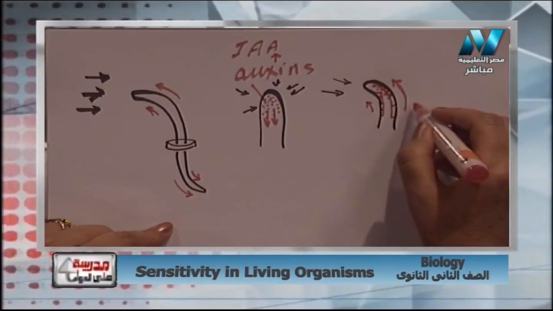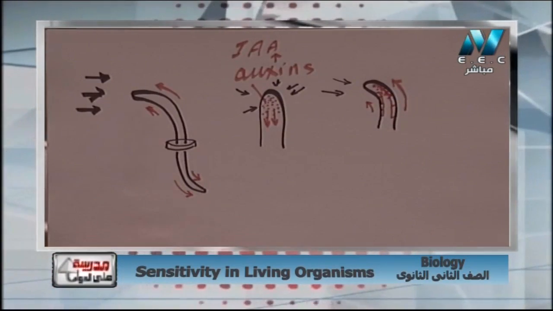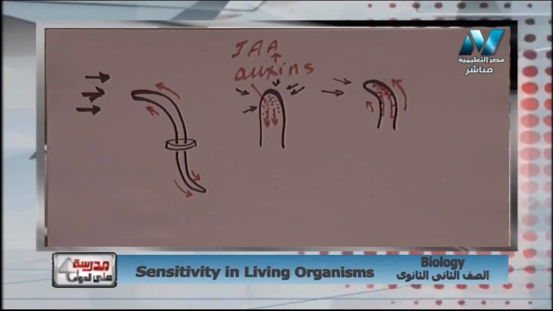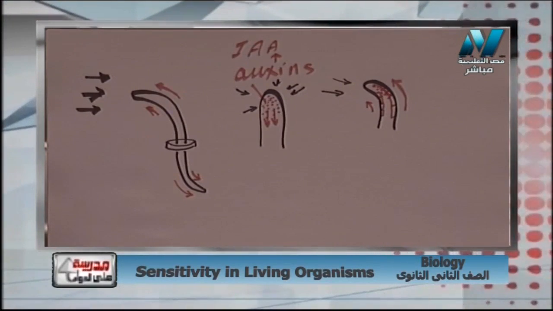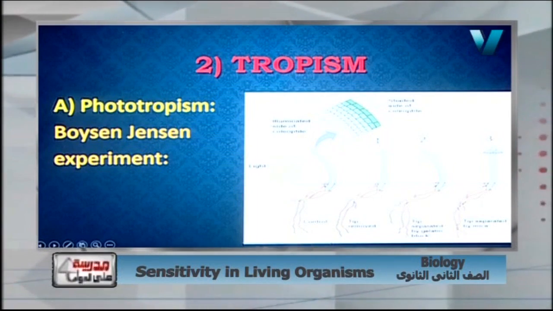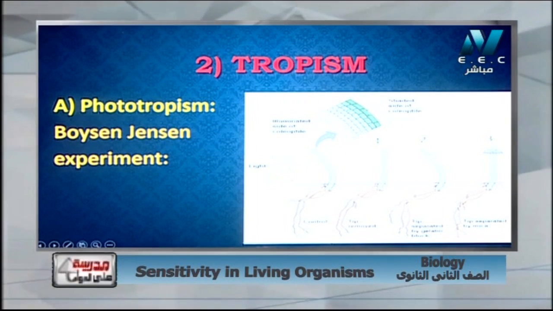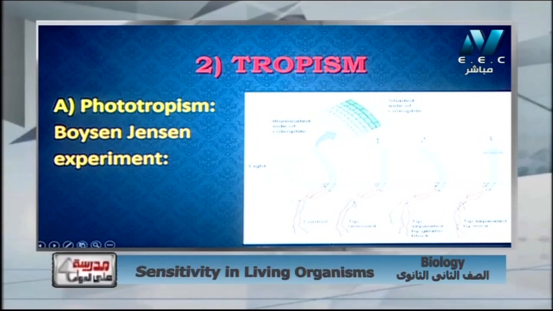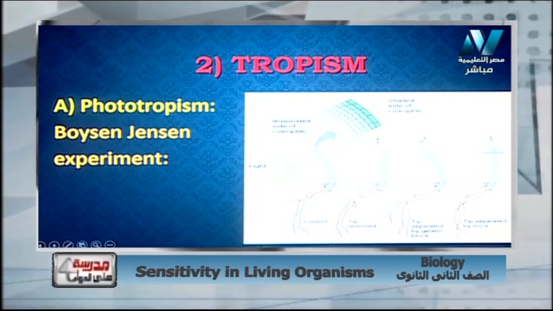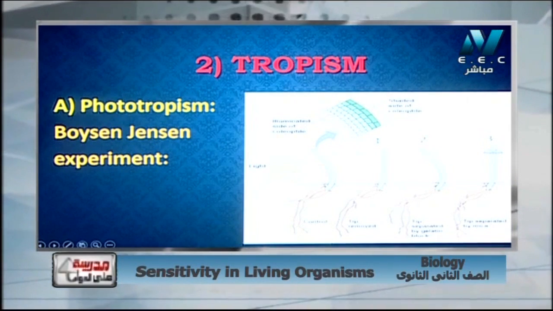So the cells in this side grow rapidly, and cells in the other side facing the light grow slowly. And this is what causes the curvature. Back to our picture, you can notice these are the cells in the side facing light, the lighted side, and in the dark side, which is the side away from light, the cells are bigger in size or longer than the other cells. This is why it grows more than the side facing the light.